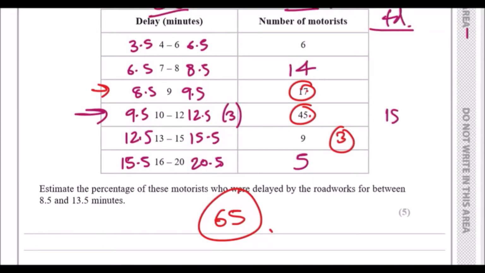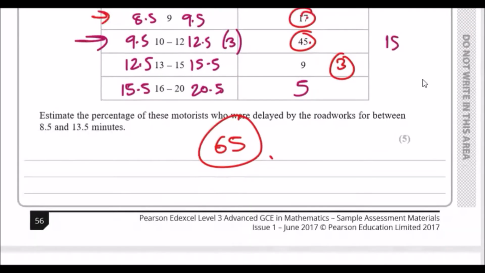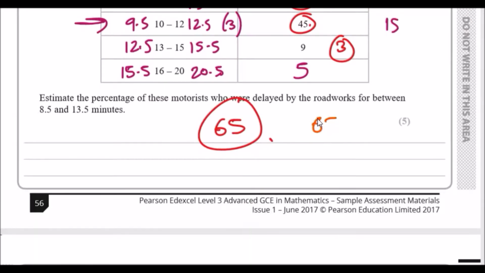And that gives us 65. So this means that the percentage of motorists who were delayed by the roadworks for between 8.5 and 13.5 minutes was 65 over the total number of motorists, which I already calculated was 96. So it will be 65 over 96. And if you put that in the calculator, you should get about 67.7%. That's it, all done. So yeah, let's move on to number 3.